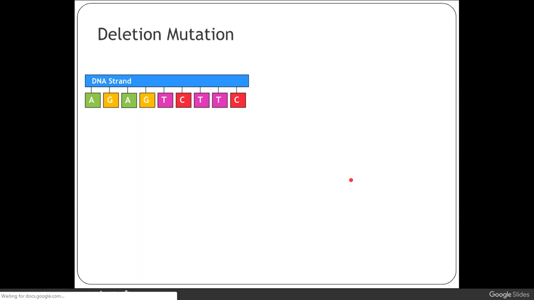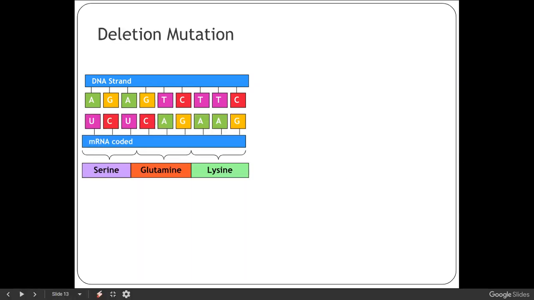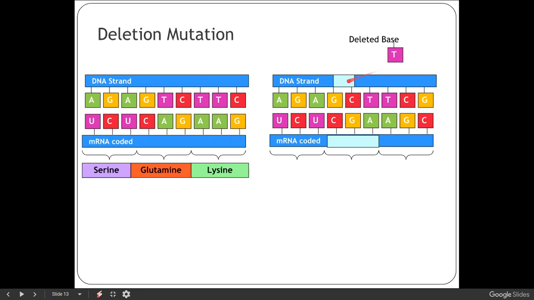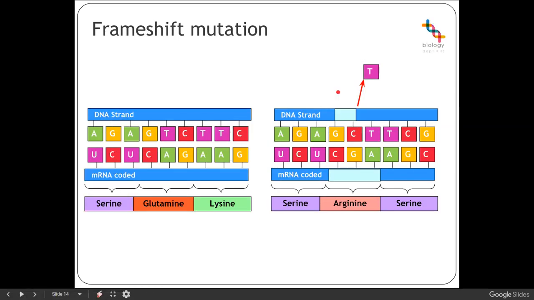We can also have the converse occur. So in this case, same original strand, however this time round we've removed the T in the middle, so we've lost this T, it has come out from our original DNA strand, it's been deleted. And as a result, you can see we still get our original serine, but then instead of glutamine we've got arginine included instead.